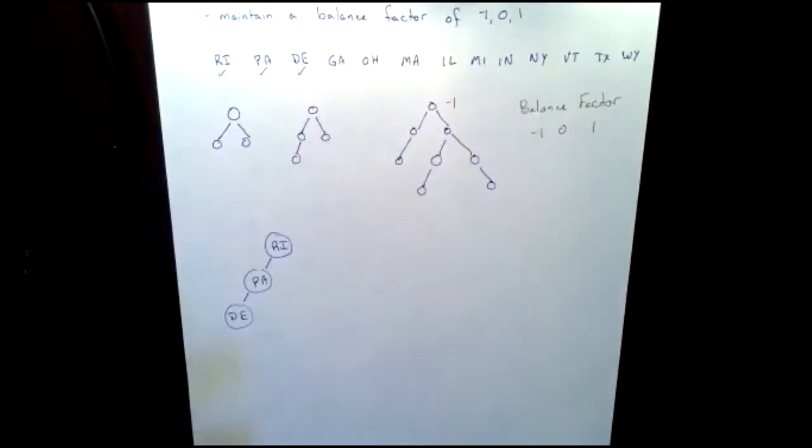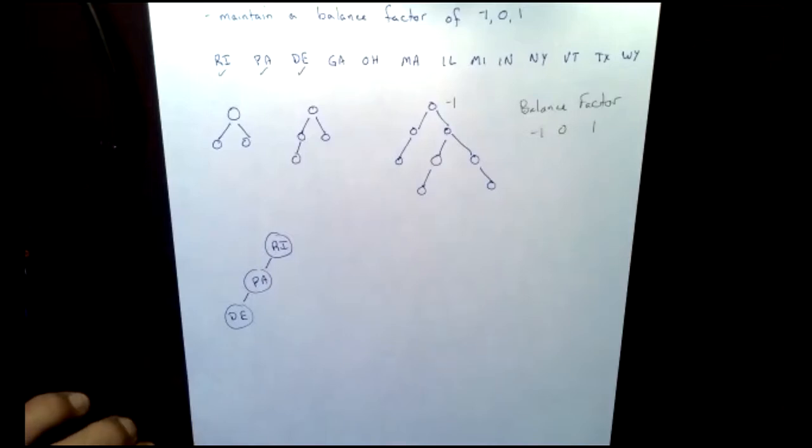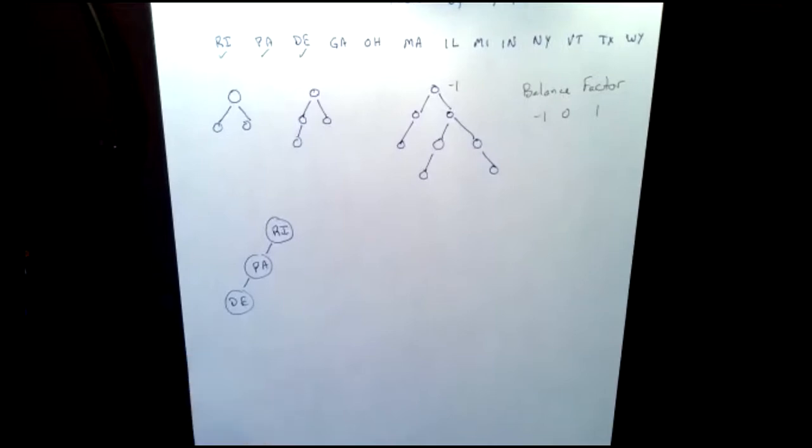Now, we have left rotations, right rotations. We just saw an example of that a moment ago. We have something called a left-right rotation. And finally, we have a right-left rotation. So there are times where we have to rotate twice. So let's see what we can do with this.